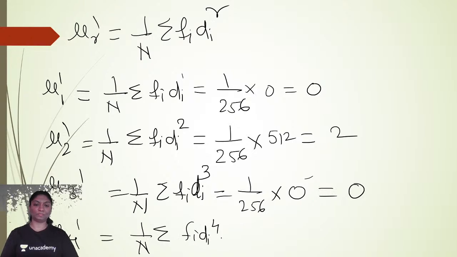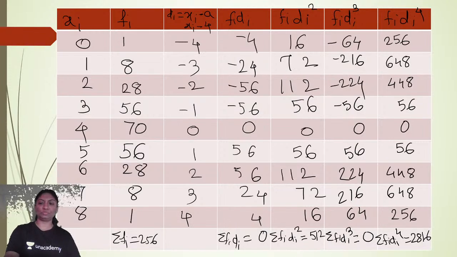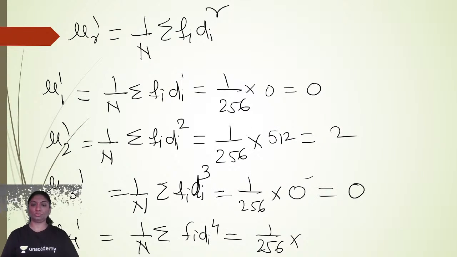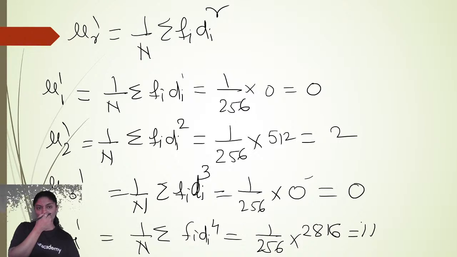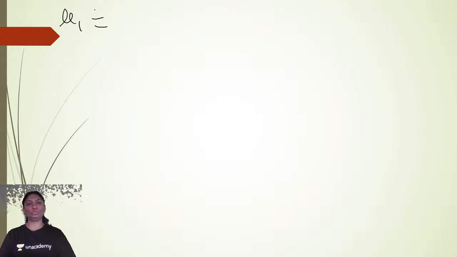Mu4 dash is equal to 1 upon 256 into fi di raised to 4, which is 2816. So 2816 divided by 256 is equal to 11. Okay. So all the values here we are getting. Now just find out mu1, mu2, mu3, mu4. Now this example is lengthy but easy. Once you know the formulas, then the example is easy.